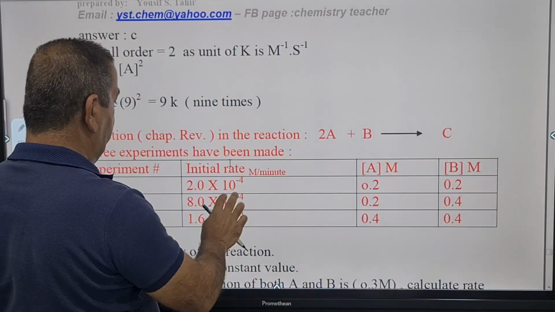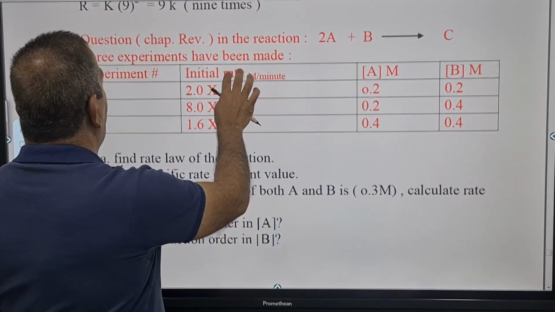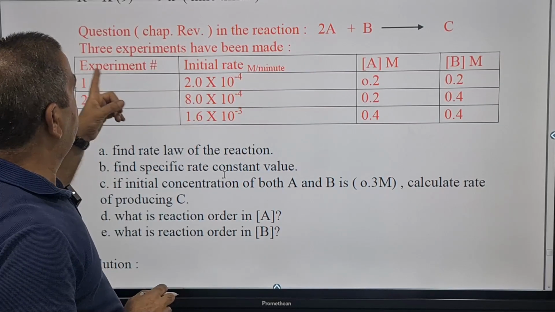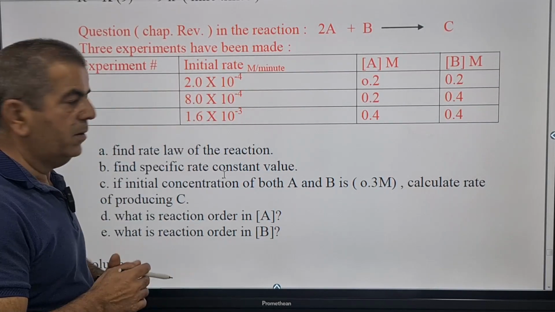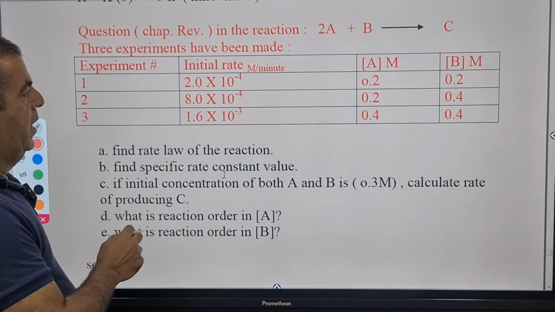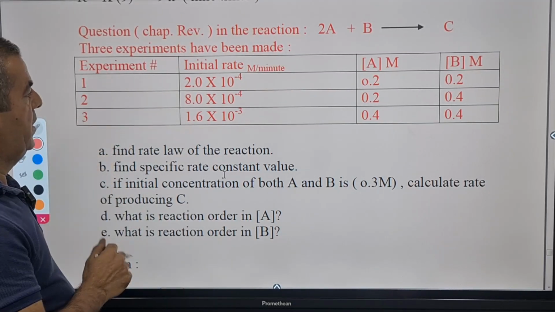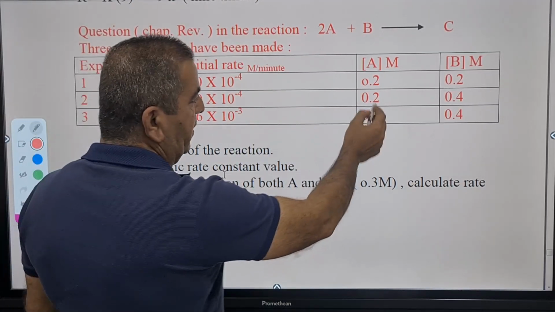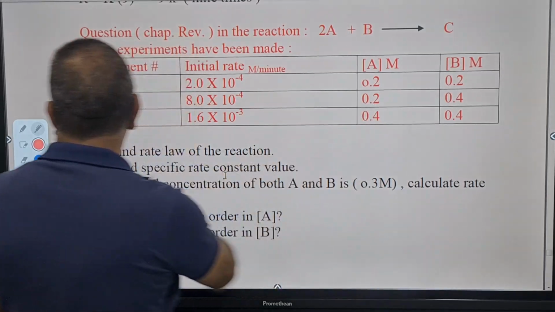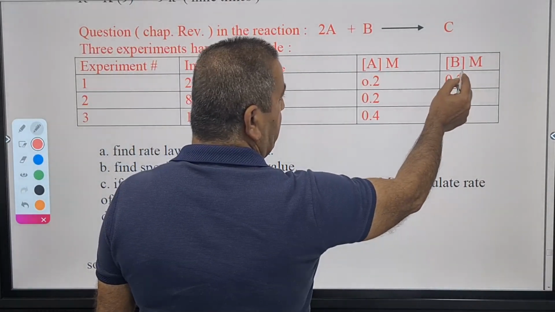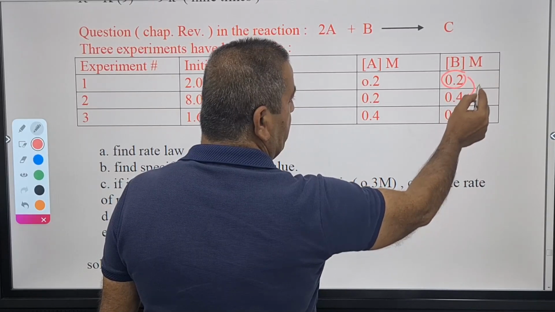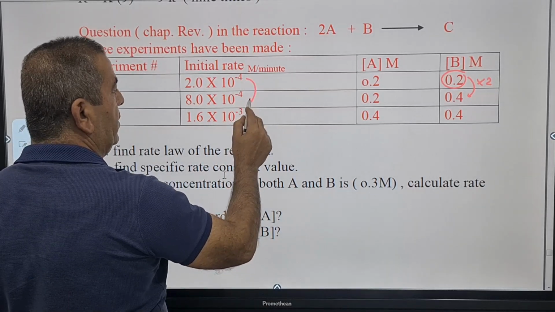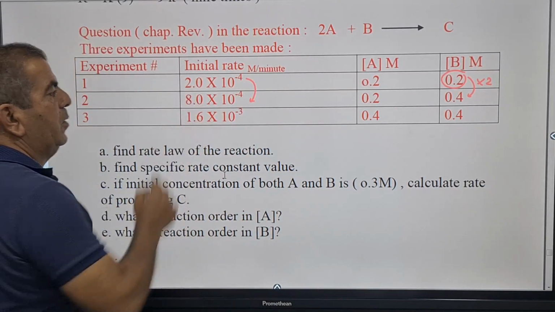Let's have an example. We have this question from chapter review. In the reaction 2A plus B yielding C, 3 experiments have been made. Experiment number 1, 2, and 3. And we have 2 reactants and we have the rate. In the first 2 experiments, concentration of B is changed, which means this is multiplied by how many? By 2. What about the rate? From 1 to 2. It is 2 to 8.